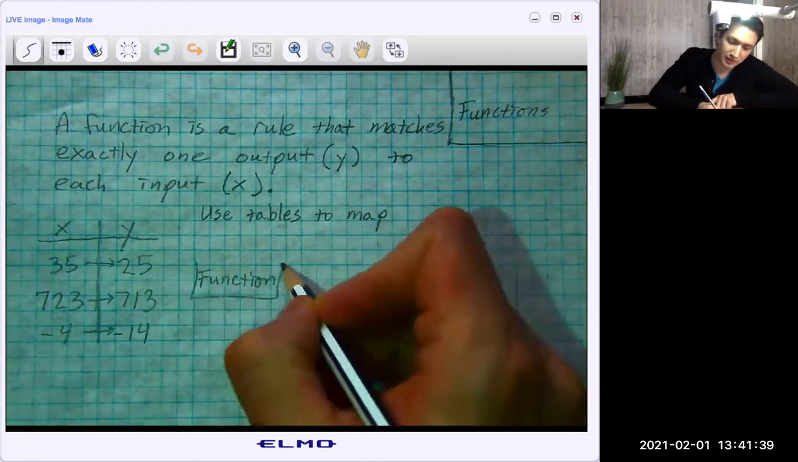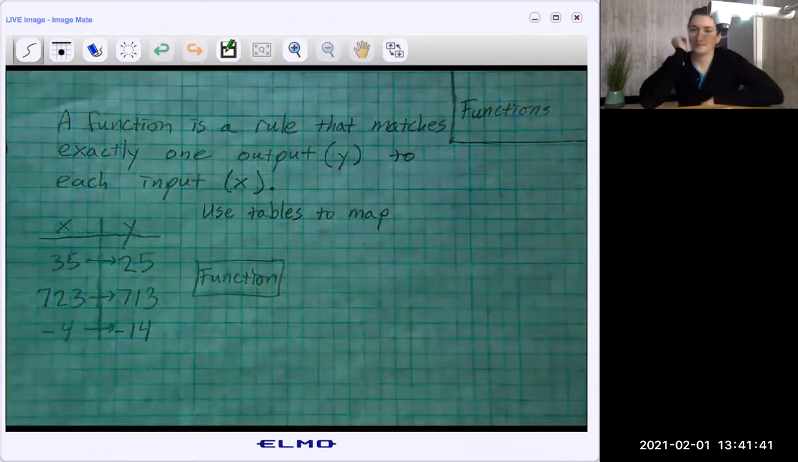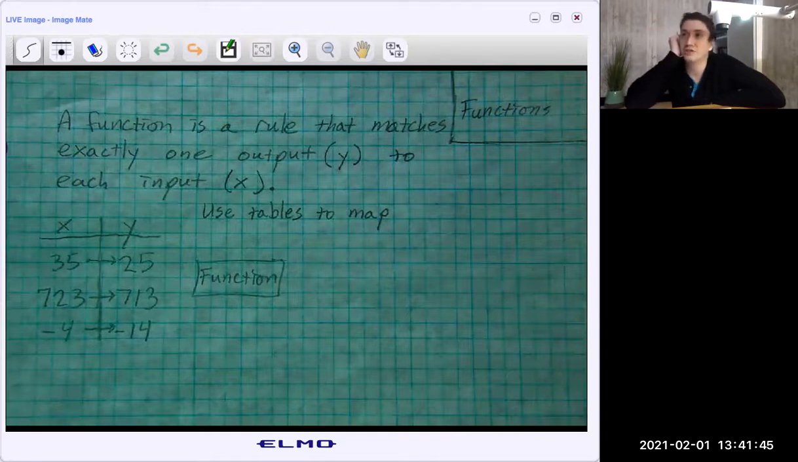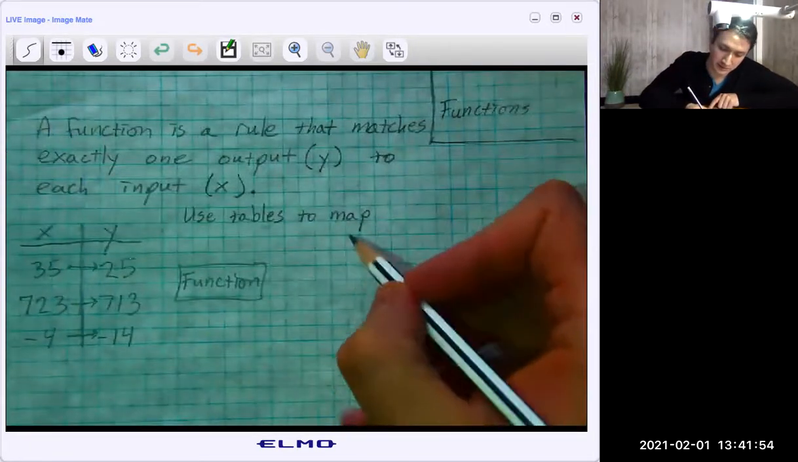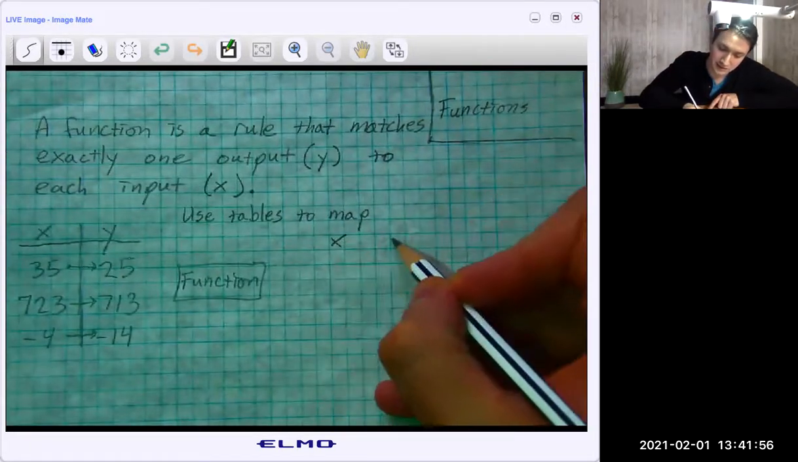And you actually figured out what the rule was. But let me show you one where the mapping doesn't look all nice and neat like that. We'll do another table over here. Again, X's and Y's.